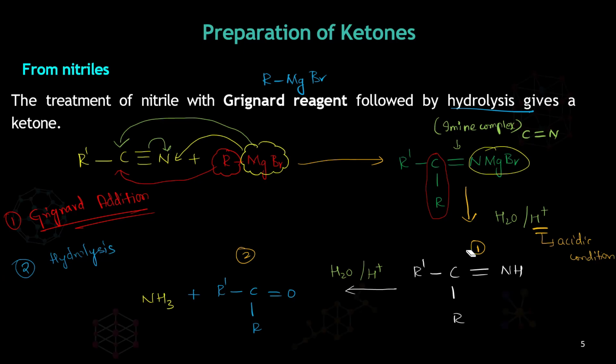The first is formation of an imine intermediate. You can see here the C double bond N, so that's why it is called the imine intermediate. And this imine intermediate will further undergo hydrolysis and result in the formation of ketone. So just know this is the imine complex, this is the imine intermediate, and this is the ketone. Understood?